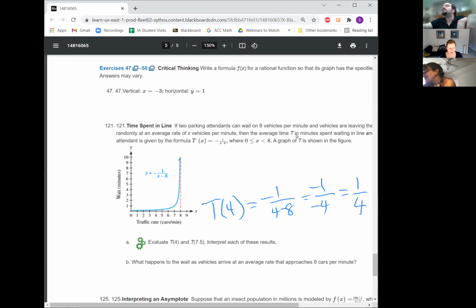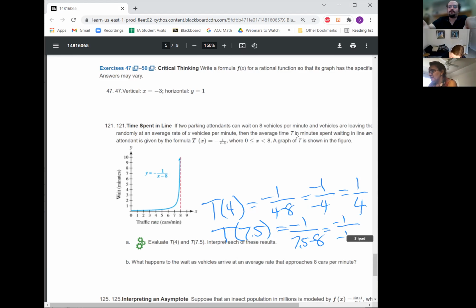Okay. And you also have to do T of 7.5, but we're going to do the same thing. You're just going to plug it in again. T of 7.5 equals -1 over 7.5 minus 8. We need to find the point and interpret the results, right? Yep. Thank you.